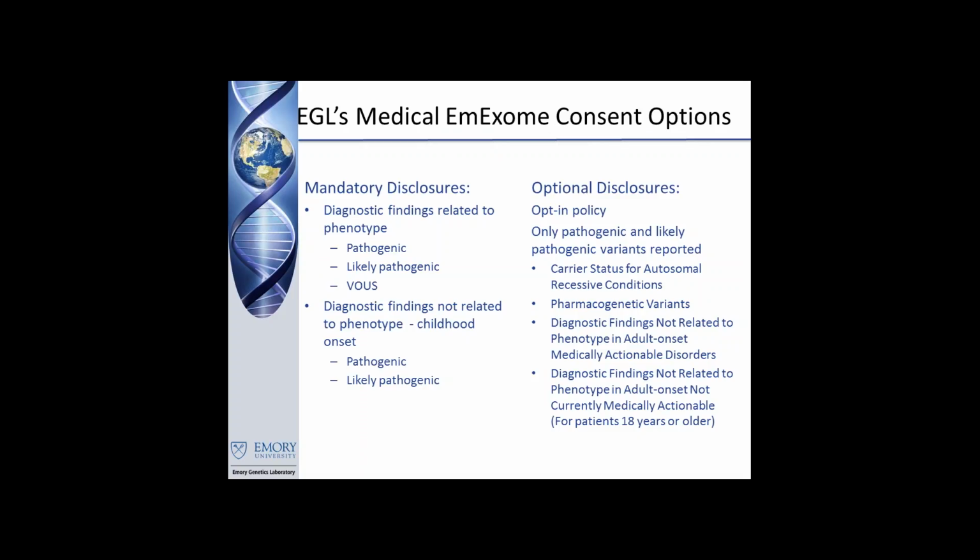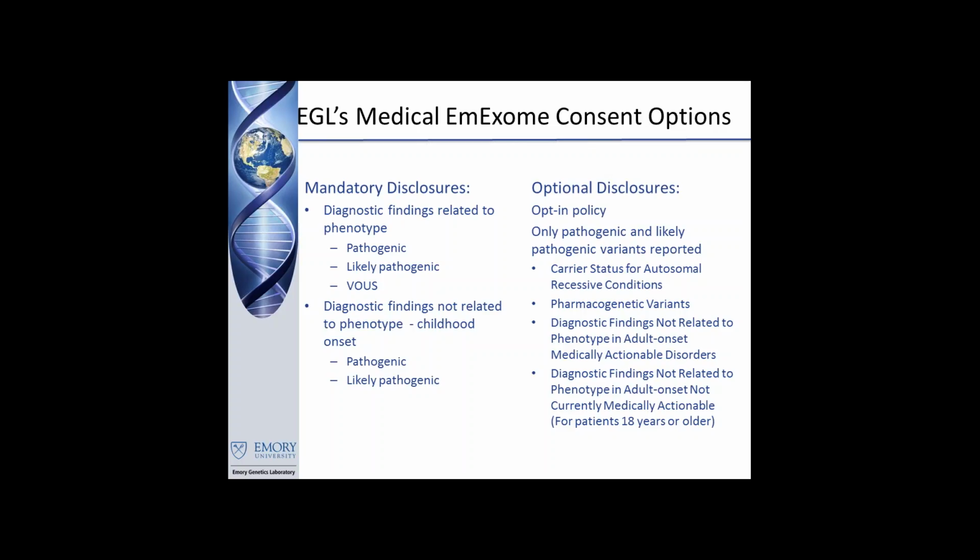So these are our consent options for mandatory disclosures. These are findings that will be reported in every case. The first one is the diagnostic findings related to phenotype. This is why the testing was sent. We're trying to diagnose the patient. Variants that we'll report in this category are either pathogenic, likely pathogenic, or variants of unknown significance.